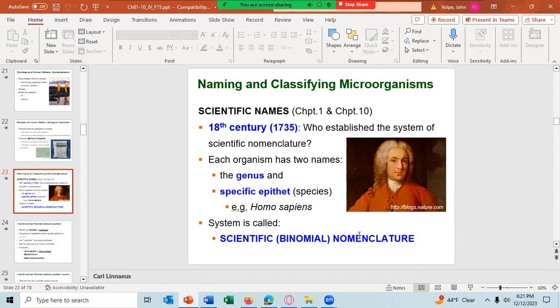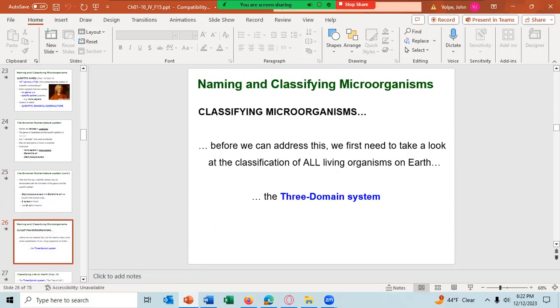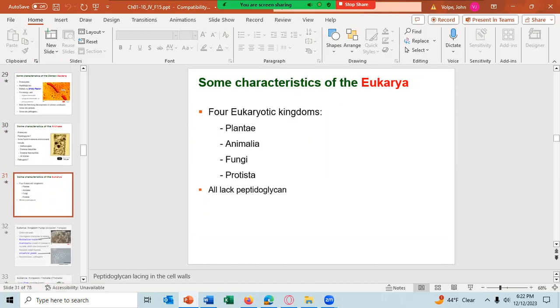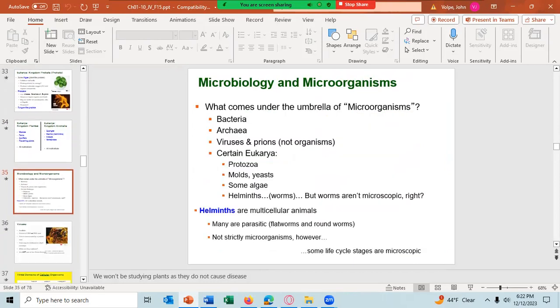He broke things into animals and plants, which we no longer use. We do have animals and plants, but we classify them into the domains. And he also started a scientific name where every species has a genus name and a specific epithet. This name system is still in use today. We call it the scientific nomenclature or the binomial nomenclature, because every species has two names, like Homo sapiens. Did you know about the three domains and then the kingdoms after that?